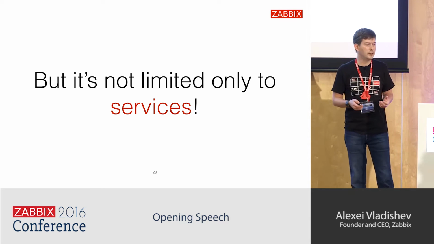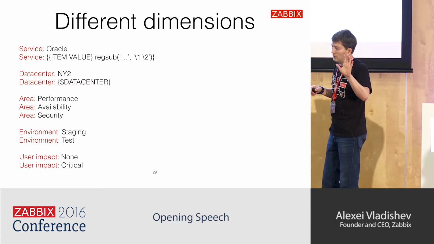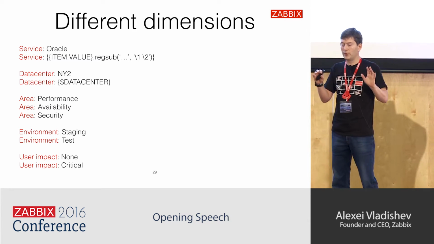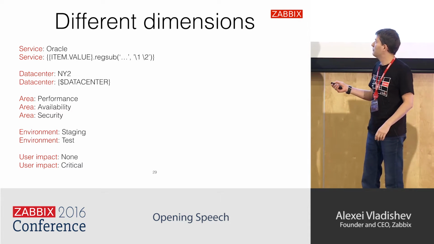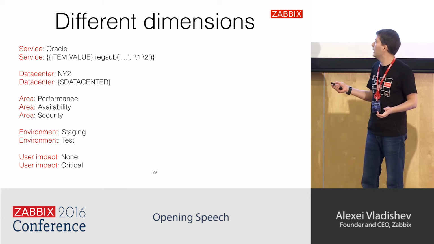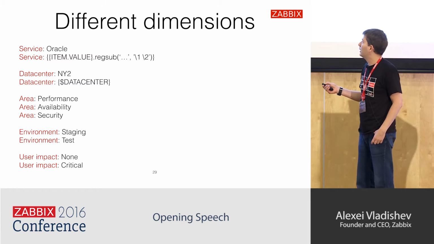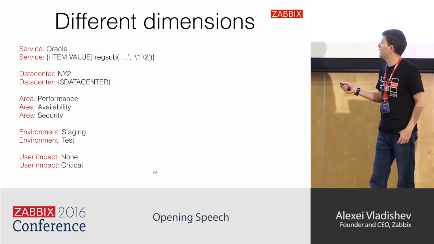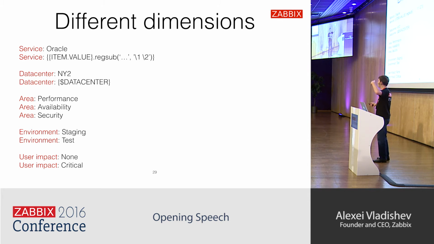We may have a different view on our problems in different dimensions, which could be based on service, which could be based on location, like data center, and note that we may also use a user macro for tags. So data center could be defined on host level or on template level or globally, which is really, really cool. It really helps us to maintain Zabbix in a very efficient way.